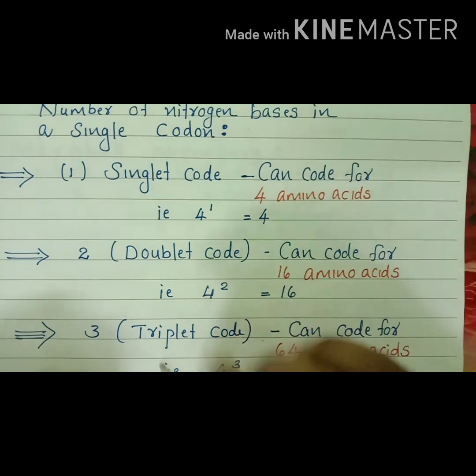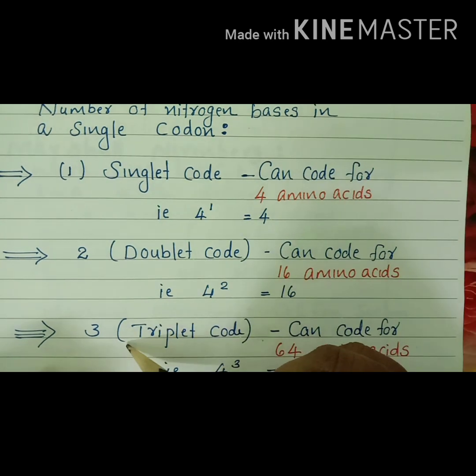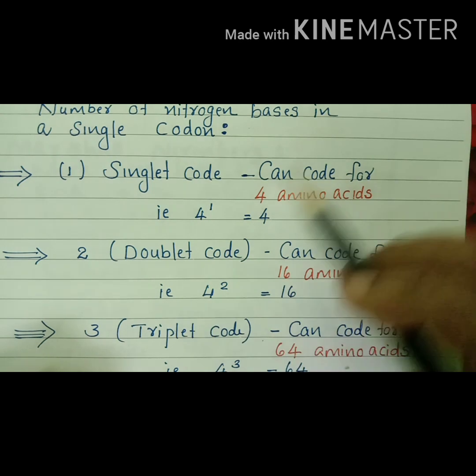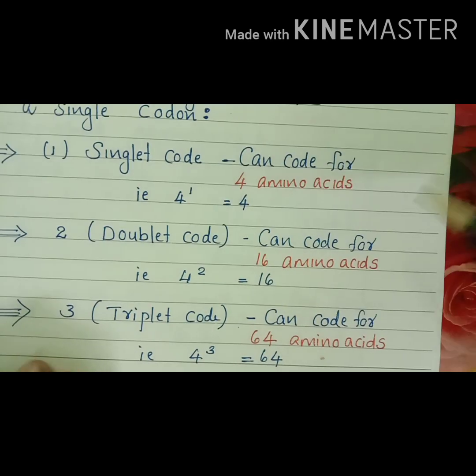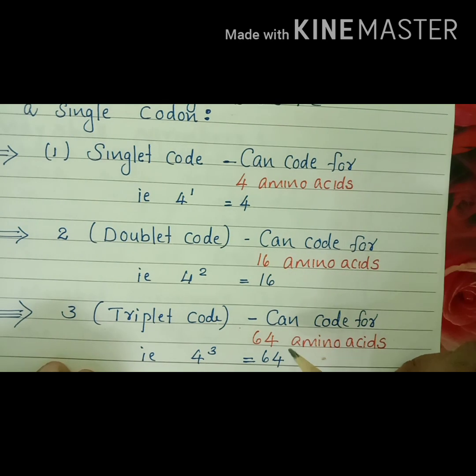That means the codons are a combination of 3 nitrogen bases. If so, how many amino acids will that code for? Yes, 64. 4 raised to 3 constitutes 64. In this way, George Gamow proved that the codon should be a combination of 3 nitrogen bases, otherwise it cannot code for 20 amino acids.